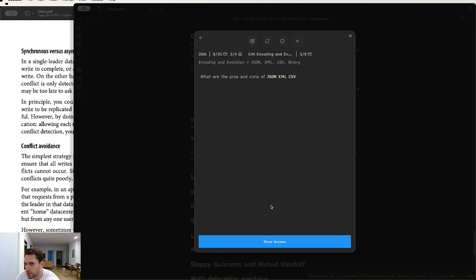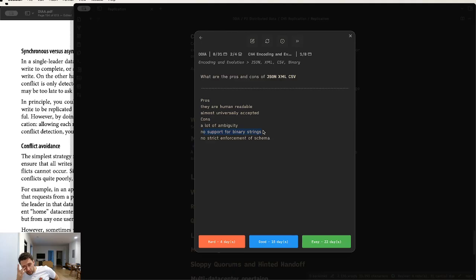So JSON, XML, and CSV are widely adopted and human readable, but they're very ambiguous and they don't support binary encoded strings. Binary strings. And there's no schemas, that's right.